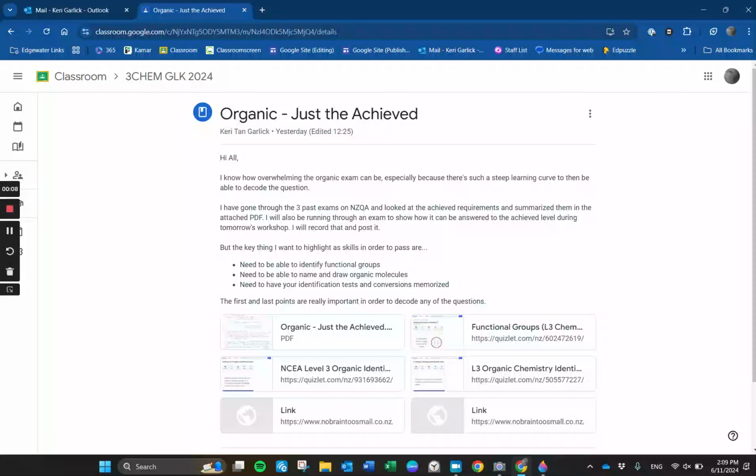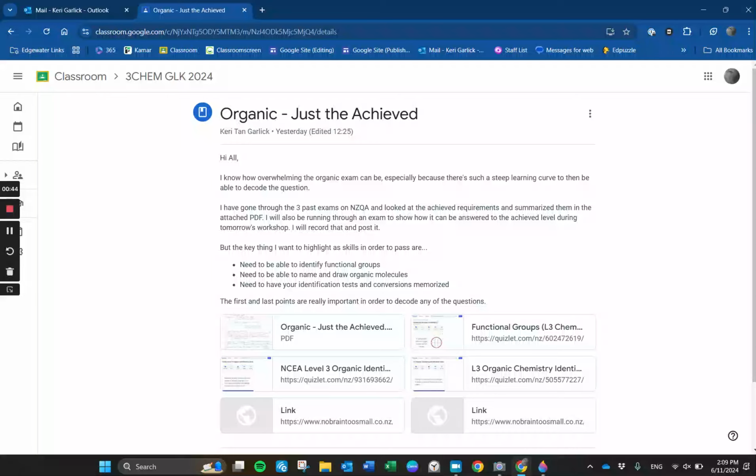All right. So the first thing I want to talk about is this list that I've created for just the achieved. Organic can be challenging in the sense that it doesn't have nice categories of questions as thermochemistry does, and you can't rote learn it. It is a really steep learning curve to understand organic. However, I went through the last 3 past exams, and I've gone through the marking schedules and made a to-do list of all the things they need for achieved. I'm going to show you guys how you can take that and still understand what these questions are asking, because that's the biggest challenge with organic chemistry, is understanding what they're actually asking for.